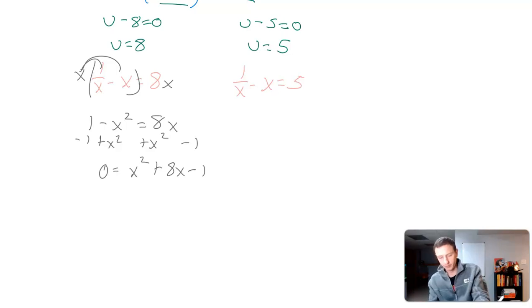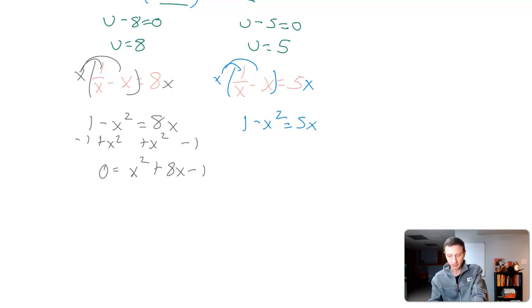Then before I go too far, I'm going to go to my other one, 1 over x minus x equal to 5. I'm going to do the same thing. I'm going to multiply by x. So I'm going to get, again, 1 minus x squared equals 5x now. Do the same thing, add the x squared over, because I'm trying to create a favorable scenario here. So 0 equals x squared plus 5x minus 1.